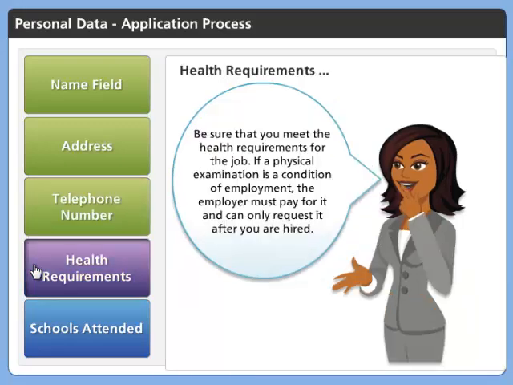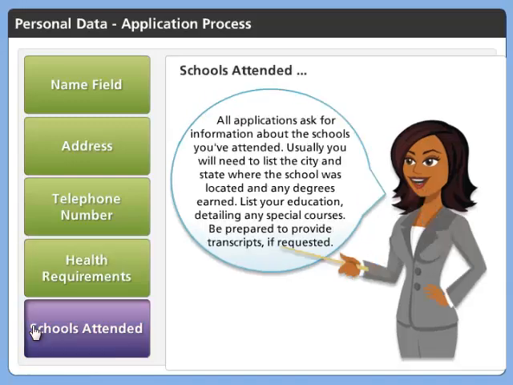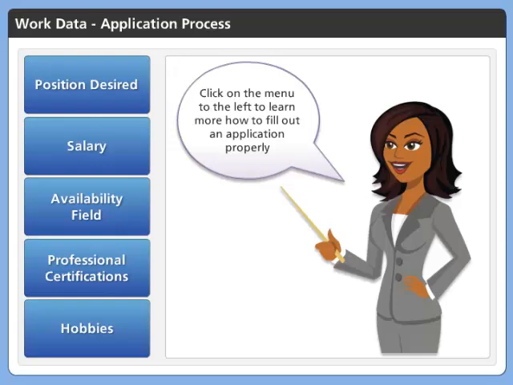Health requirements. Be sure that you meet the health requirements for the job. If a physical examination is a condition of employment, the employer must pay for it and can only request it after you are hired. School attended. All applications ask for information about the schools you've attended. Usually, you will need to list the city and state where the school was located and any degrees earned. List your education, detailing any special courses. Be prepared to provide transcripts if requested. Click on the menu to the left to learn how to fill out an application properly.